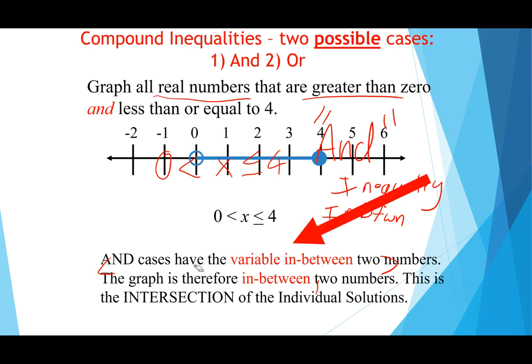Yeah, you can see it says that right there. And cases have a variable in between two numbers. The graph, therefore, is in between two numbers. So the variable is in between two numbers, and the graph is the same way. The graph is all shaded between two numbers.